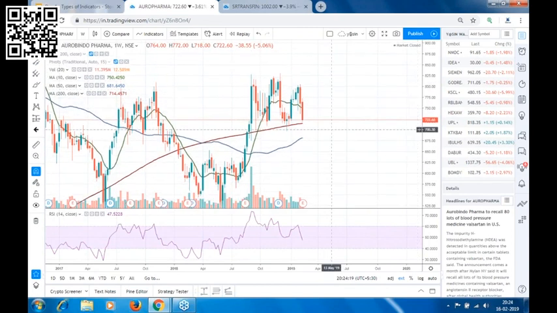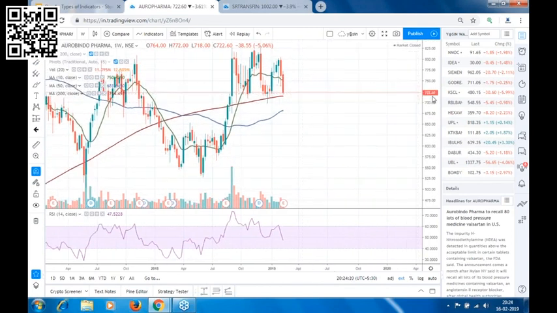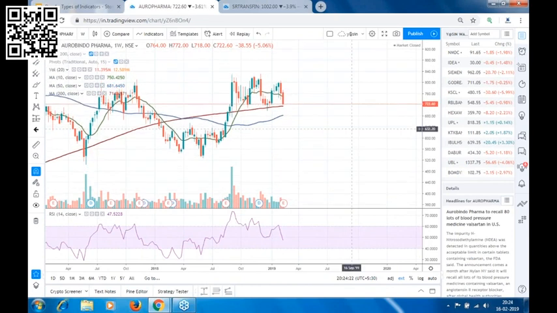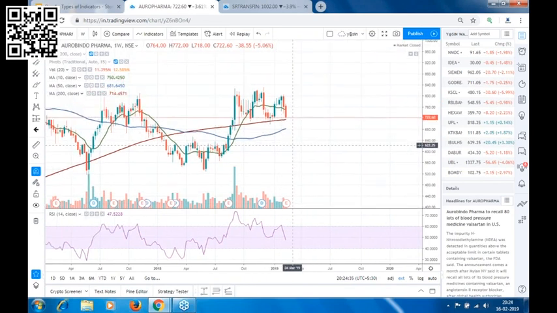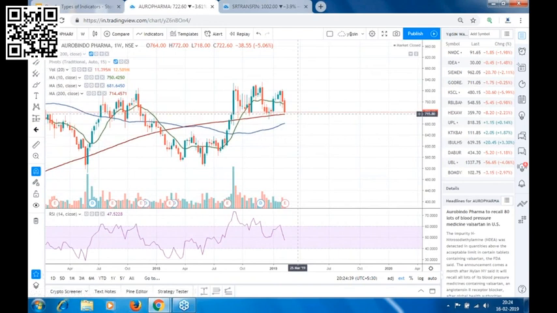We will not take a short in Oro Pharma, the reason being, as I told you, that in Oro Pharma, as you can see in the weekly time frame, we have a 200 period moving average support, which is around the 614 level. As I told you, any support or resistance in a higher time frame is a very strong support or resistance.